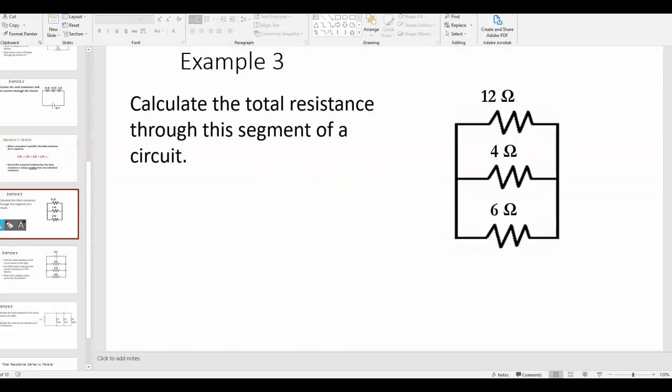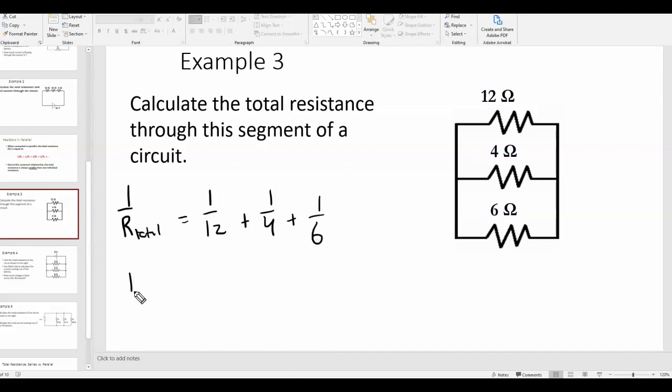So example 3. This one doesn't even involve a battery or current or anything like that. This one just says calculate the total resistance through the segment of a circuit. The first thing I do is look at this and say, well, there are multiple pathways, so it has to be parallel. So if I want the total resistance, I have to do 1 divided by the total resistance is equal to 1 over 12 plus 1 over 4 plus 1 over 6.